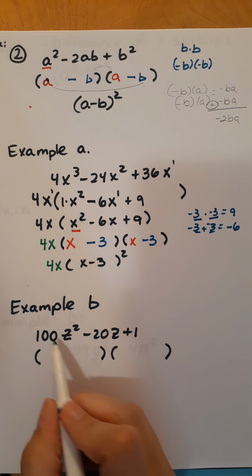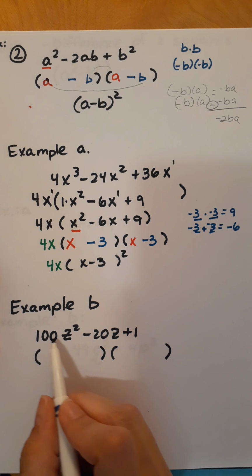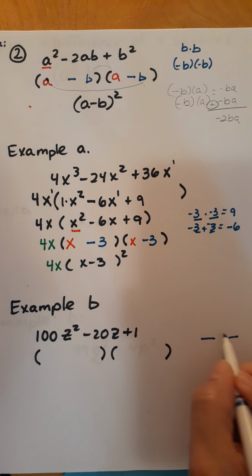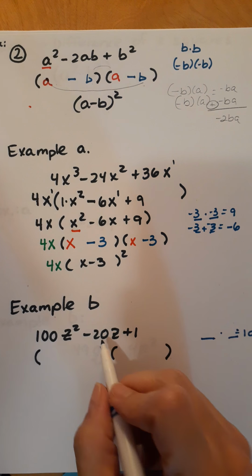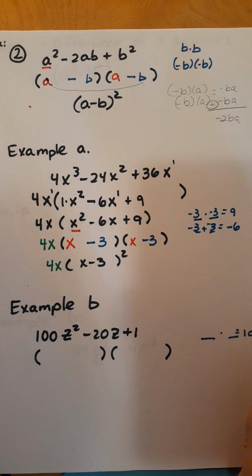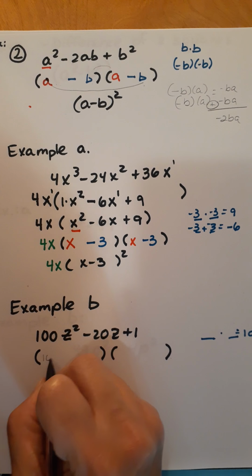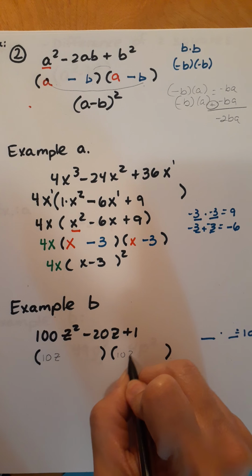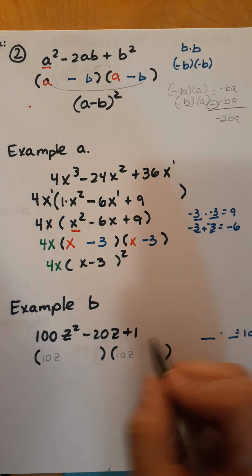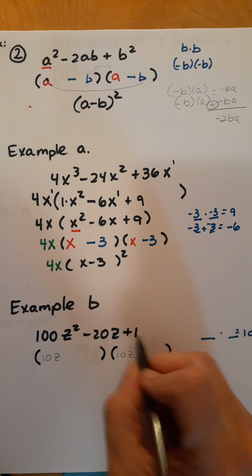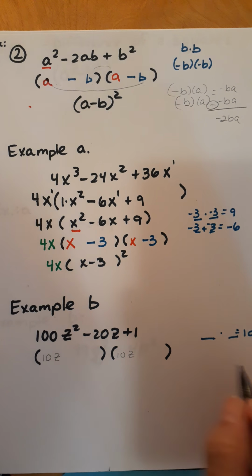I'm going to start, when we're thinking about what times what gives me 100, right? Well, to get close to 20, I'm probably thinking of 10 and 10. So I'm going to use pencil because this is one that could change, and then we'll go back. I'm going to call this 10z and 10z, right? And then the 1 positive could be either 1 times 1 or -1 times -1. The middle term is negative. I'm going to go with -1 times -1.